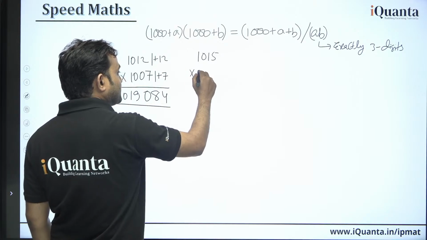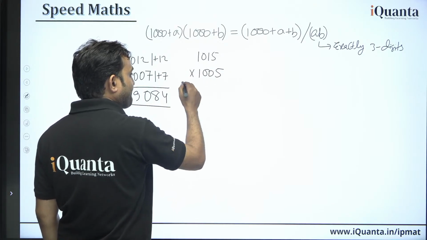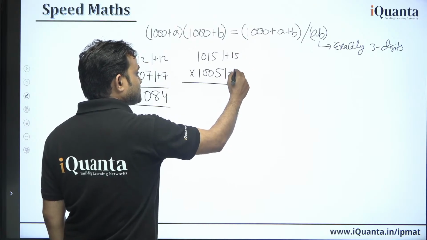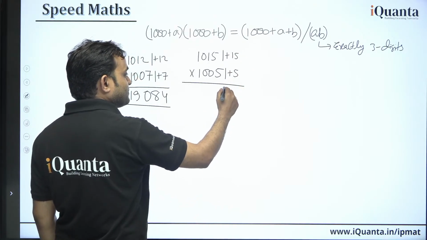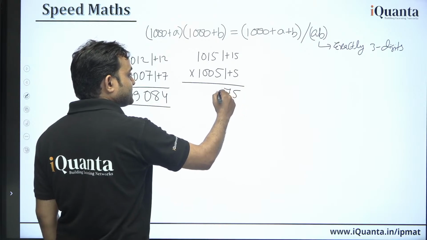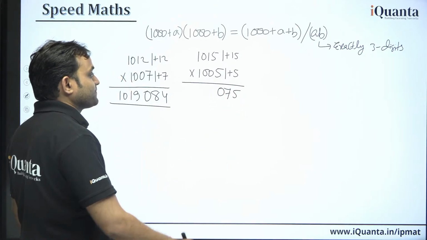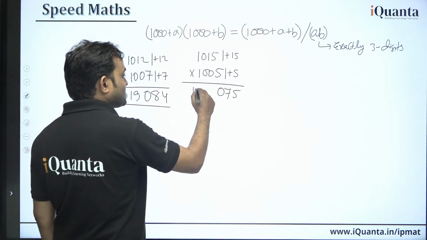1015 into 1005. This is plus 15. This is plus 5. 15 into 5 is 75. Make it a 3 digit number by adding 0 on the left. 15 plus 5 is 20. So 1020.